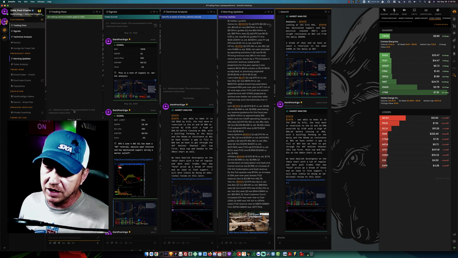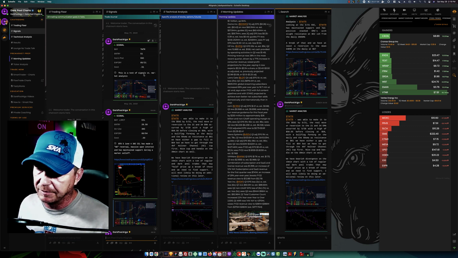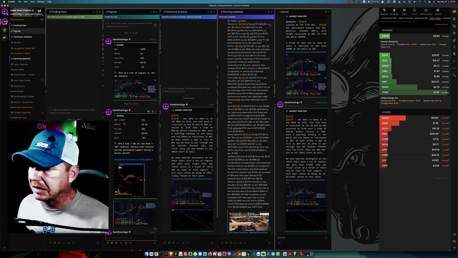So we've got the trading floor, which is where most of the communication will take place. We've got signals, which is where call-outs will be for potential plays.